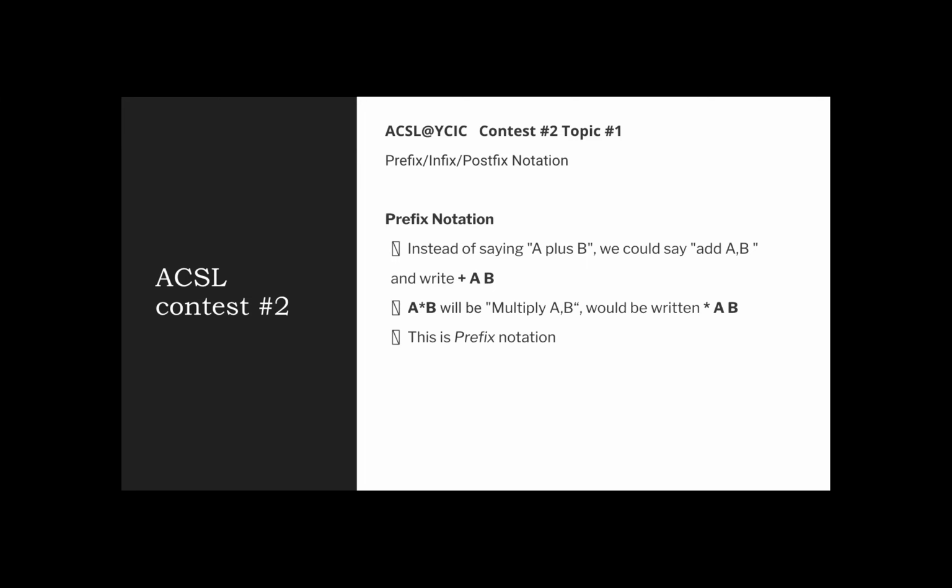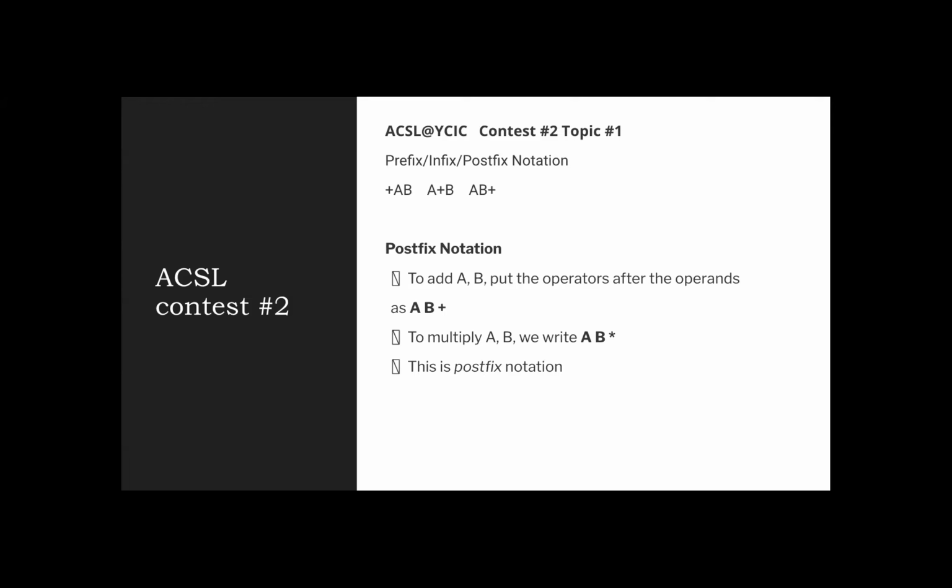Then we talk about prefix notation. Instead of saying a plus b, we say add a b, or we write plus a b. A multiplied by b will be multiply a b. This is prefix notation. And the postfix notation: we put the operator after the operands, as a b plus. To multiply a and b, we write a b multiply. This is postfix notation.